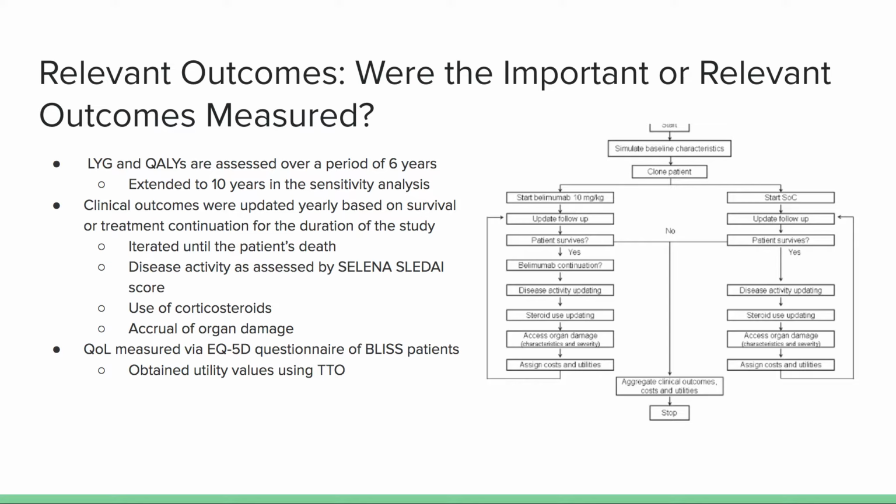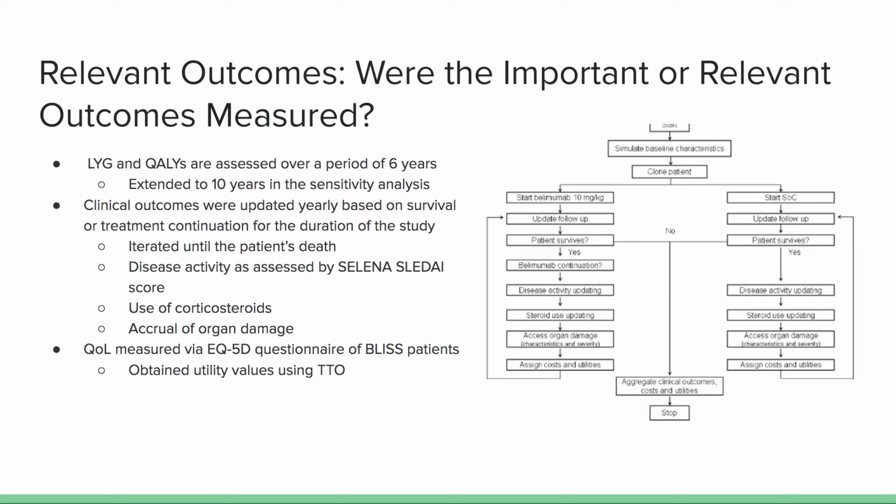So next we're going to talk about the relevant outcomes. In this study, clinical outcomes were included as well as both life years gained and QALYs. And these were assessed over a 6-year period since this is the limit of data for Belimumab for FDA approval at the time of the study. In a sensitivity analysis, they did extend this to 10 years, which is appropriate because we would expect patients to, in the future, be able to continue this medication.